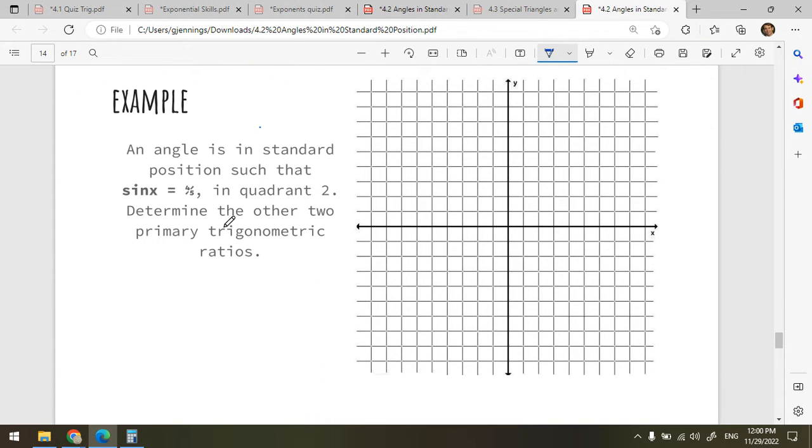Let's say we have an angle in standard position and sine x is equal to 4/5. We write this down.